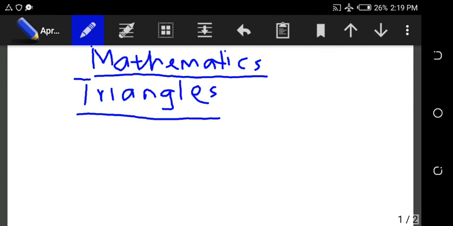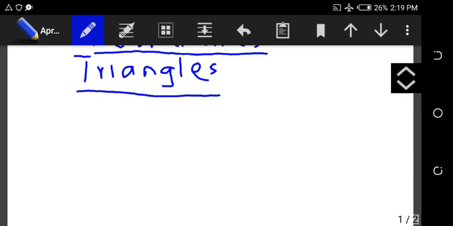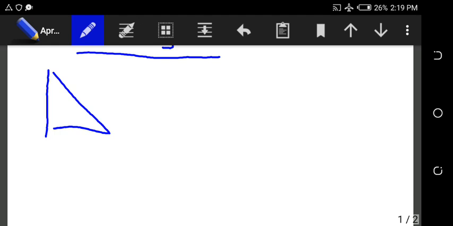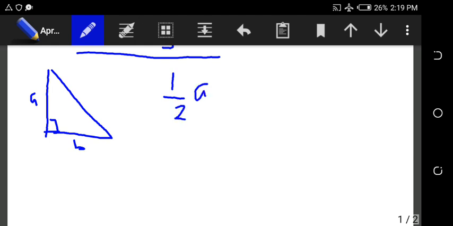Now, one thing you must know is this: for any given triangle, let me make a drawing now, for any given triangle with two sides and an included angle, two sides, maybe A, B, and an included angle, the formula for calculating the area of such a triangle is given by this formula: half AB sine C.